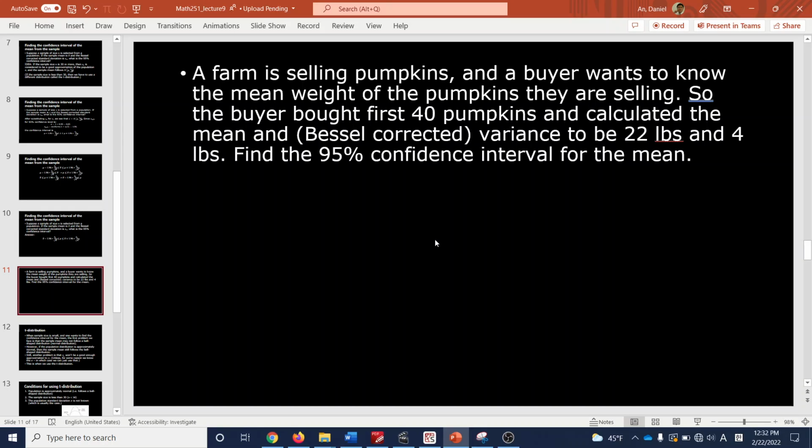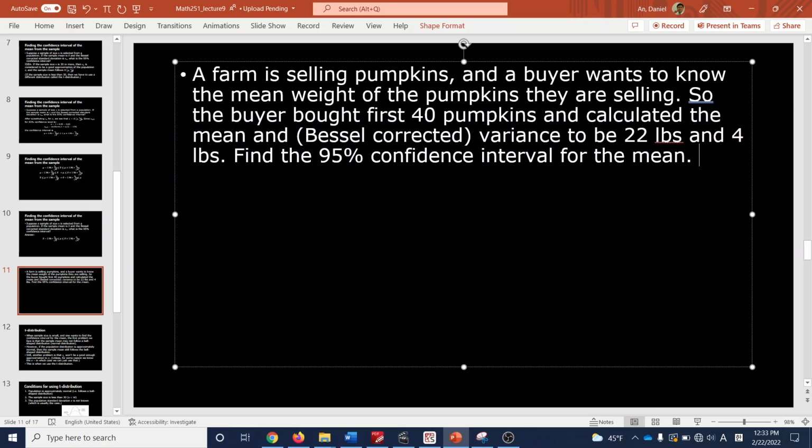You buy the first 40 pumpkins and calculate their mean and the variance, and you get 22 pounds and 4 pounds. So the mean value is 22. I think that's really small, much smaller than the 35 pounds that the farmer claimed. You can already sense that, right? But maybe you want to get a better idea. So what's the 95% confidence interval for the mean value of the pumpkins? All right, let's see how we can do this.